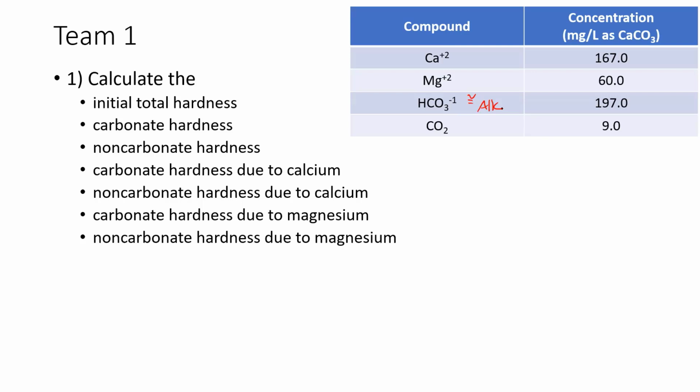So given the data that you have here, I'd like you to calculate the total hardness, the carbonate hardness, the non-carbonate hardness. I also want you to calculate what we would refer to as the carbonate hardness due to calcium, the non-carbonate hardness due to calcium, the carbonate hardness due to magnesium, and the non-carbonate hardness due to magnesium. Note, some of these may actually be 0, and that's common.